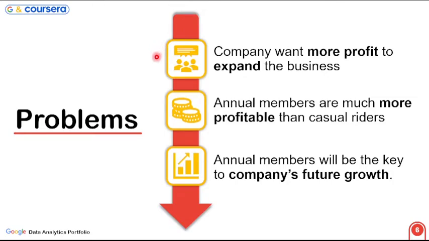The problem is this company needs more profit to expand the business. Finance analysts tell us, the data analyst team, that annual members are more profitable. And then the stakeholders believe that by growing the number of Cyclistic members, the company will grow more.